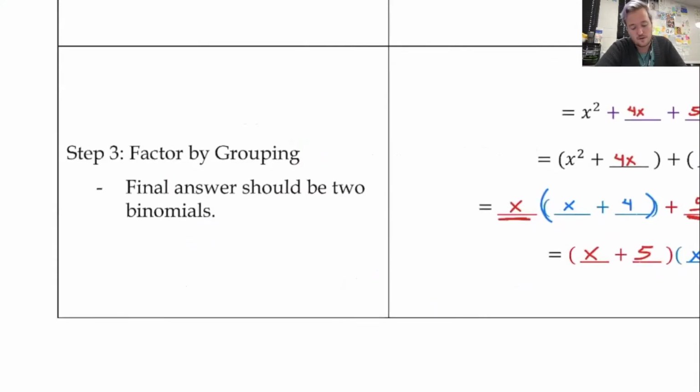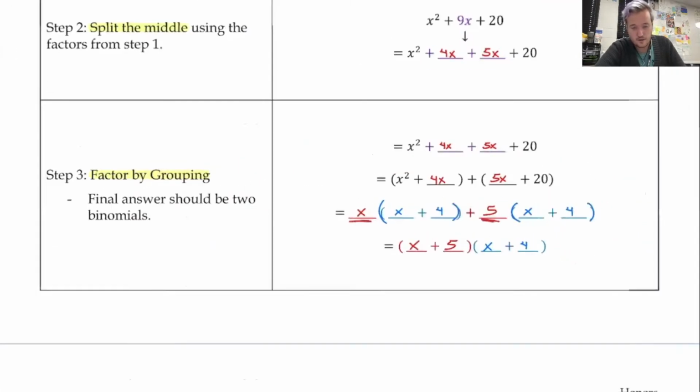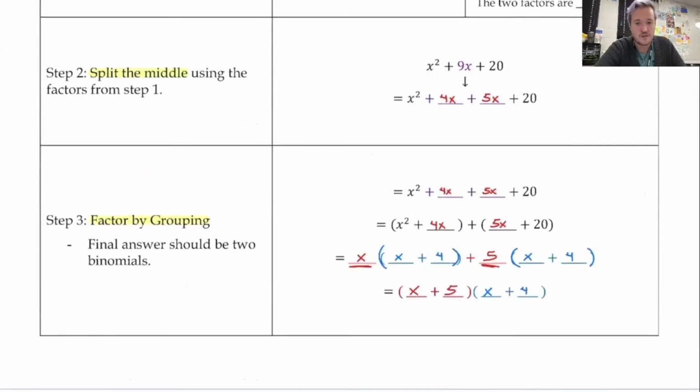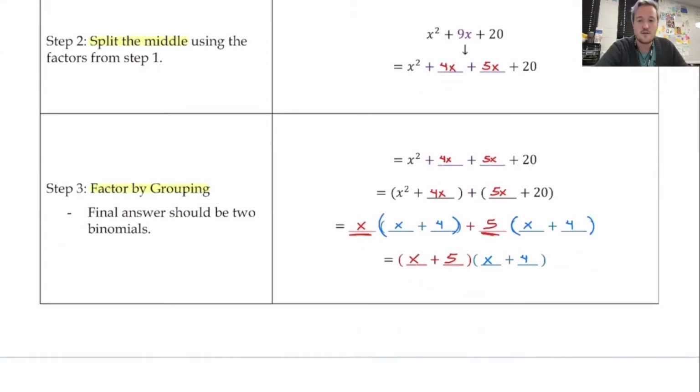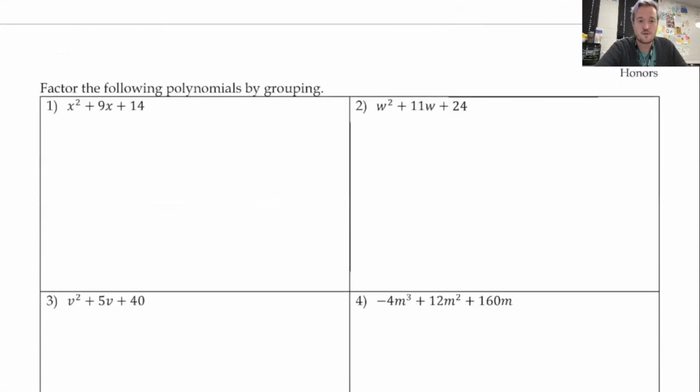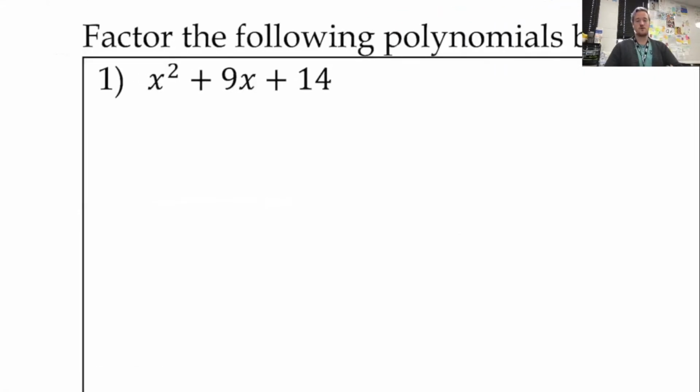So the last step was factoring by grouping. I know that was probably a lot of "what the heck just happened," but it's one of those where you do a lot more problems and it becomes a little bit more straightforward. All right, so looking at this very first one here.